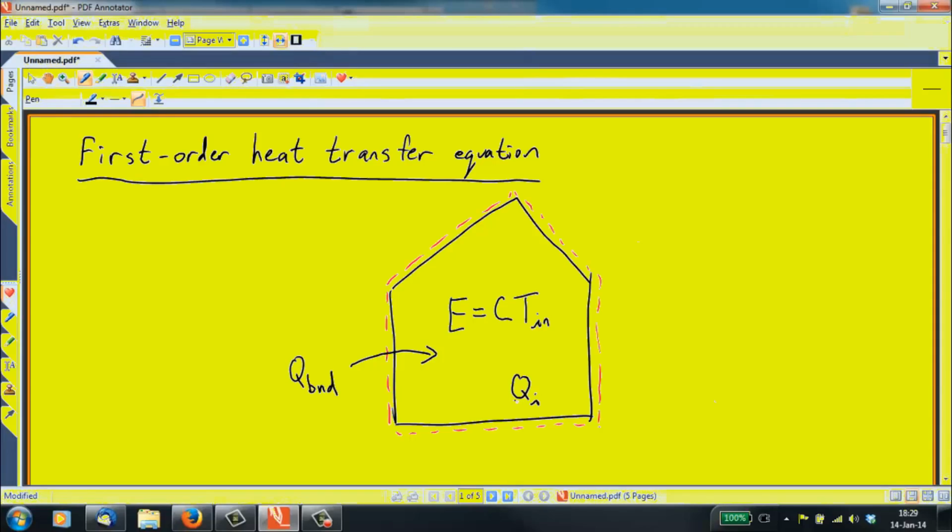When we do this, we can write an energy balance for the house, and we can say that the change in energy over time is equal to the heat that comes across the boundary plus the heat that is being generated internally. These are just energy flows, and the amount of energy that comes in per unit time is how much the energy in the interior changes.